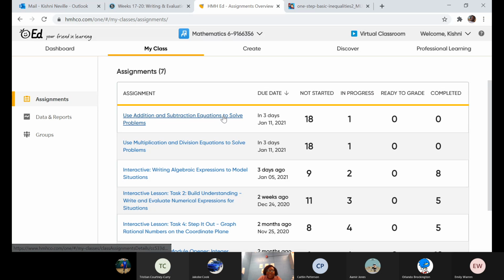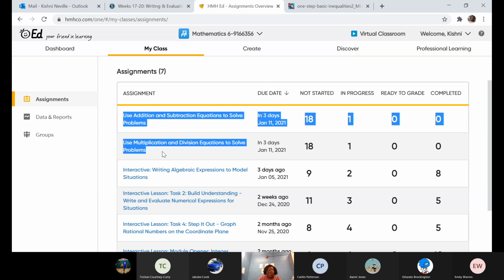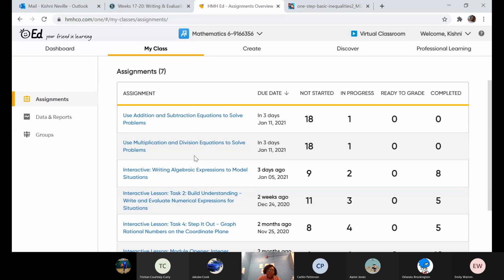Another thing you want to make sure of is when you log into your math textbook, I've got some practice assignments here. You can count these as a study guide to prepare you for your CFA on Thursday. So I am not requiring that you do these two assignments, use addition and subtraction and multiplication and division to solve equations. But if you do them, it's going to help to prepare you for your CFA on next Thursday, to make sure you're able to do it.